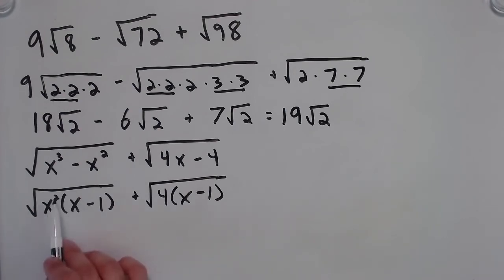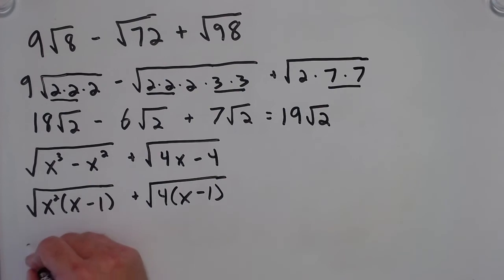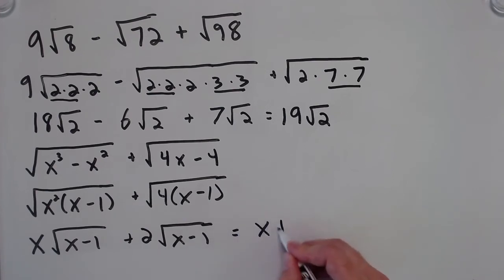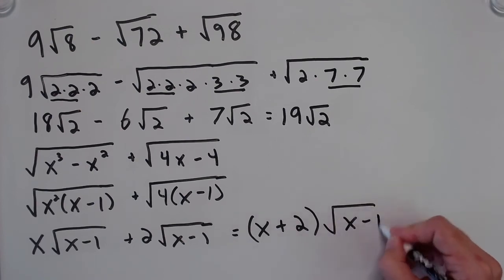But now we have perfect squares. x squared is a perfect square, and 4 is a perfect square. So this x squared can come out and be just the x on the outside times the square root of x minus 1. And this 4 is a perfect square, it can be a 2 on the outside. So 2 times the square root of x minus 1. Now we do have like terms here, the like term being the square root of x minus 1. So we end up with x plus 2 as a quantity times the square root of x minus 1.